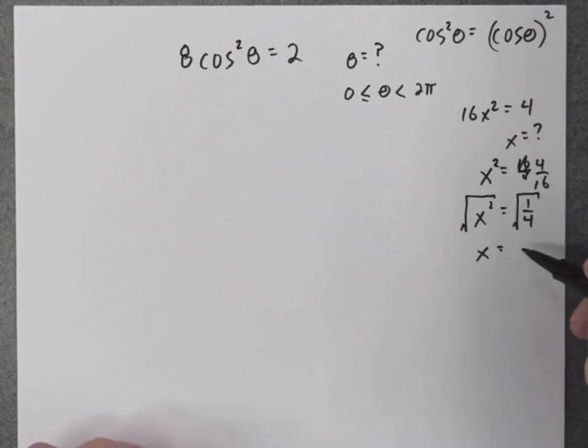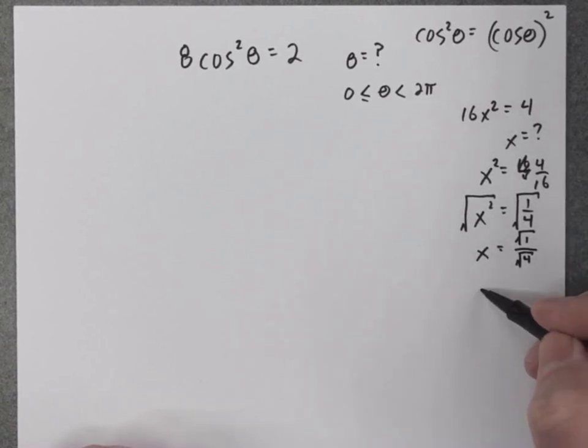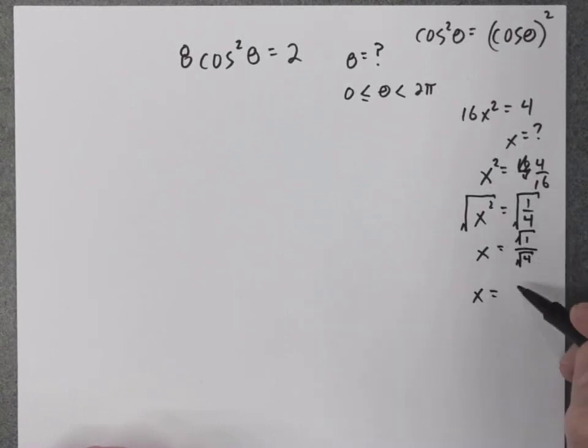Now, because we're going to see this in a minute, if you remember from algebra, a fraction under a square root can be broken up. Square root of 1 is 1, square root of 4 is 2, but here's something very important that you cannot forget, and if you forget this, then you will not solve this problem correctly. Whenever we take the square root of a number, the answer is plus or minus 1/2.